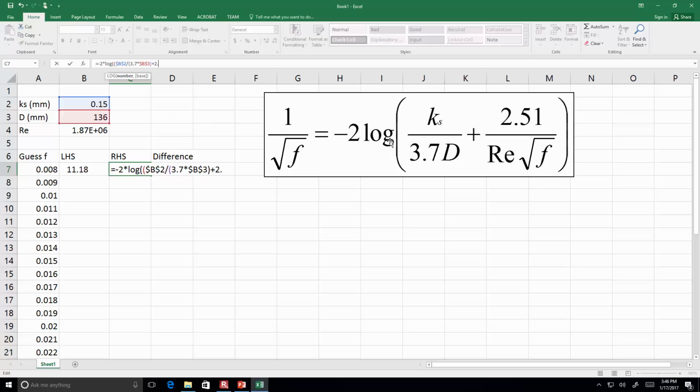2.51 divided by the Reynolds number times the square root of f, which is this. I probably have some unnecessary parentheses in there.